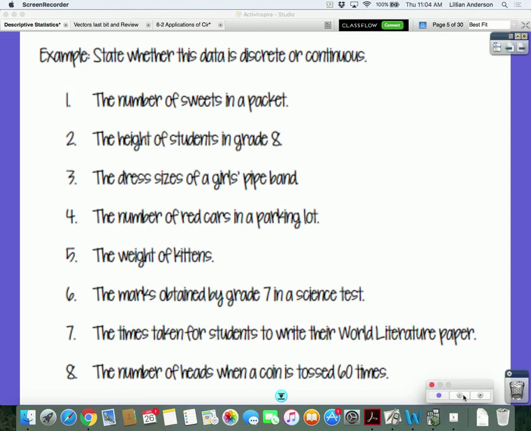All right, so say whether it's discrete or continuous. Number 1, the number of sweets in a packet. That's very much discrete. You open up one of those little fun size, you got about 8 Skittles right there in your hand. The height of students in grade 8. That is continuous. That can be a range of different heights. You can go all the way from 4 foot nothing to 6 feet, whatever.